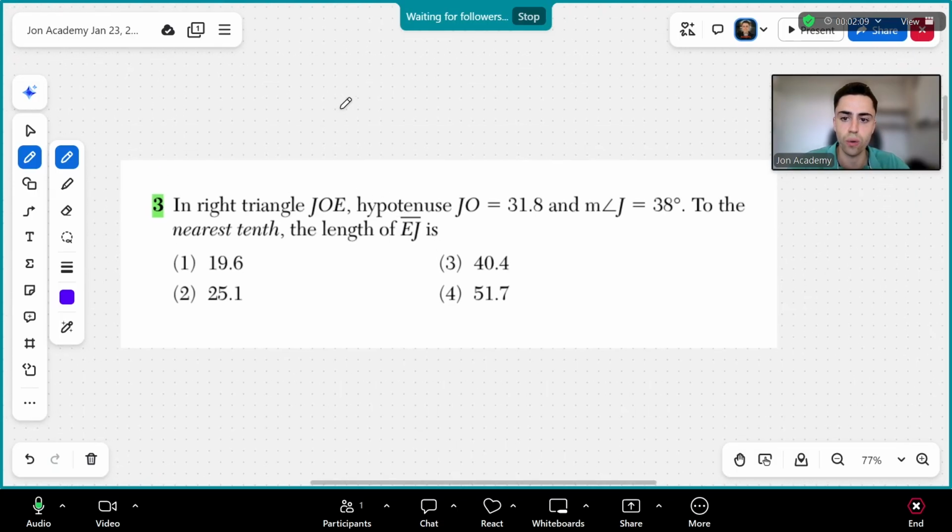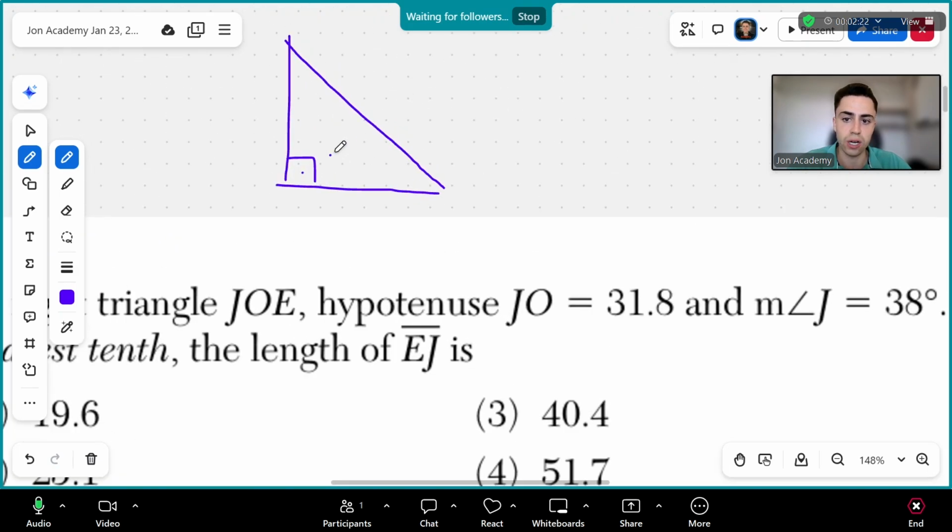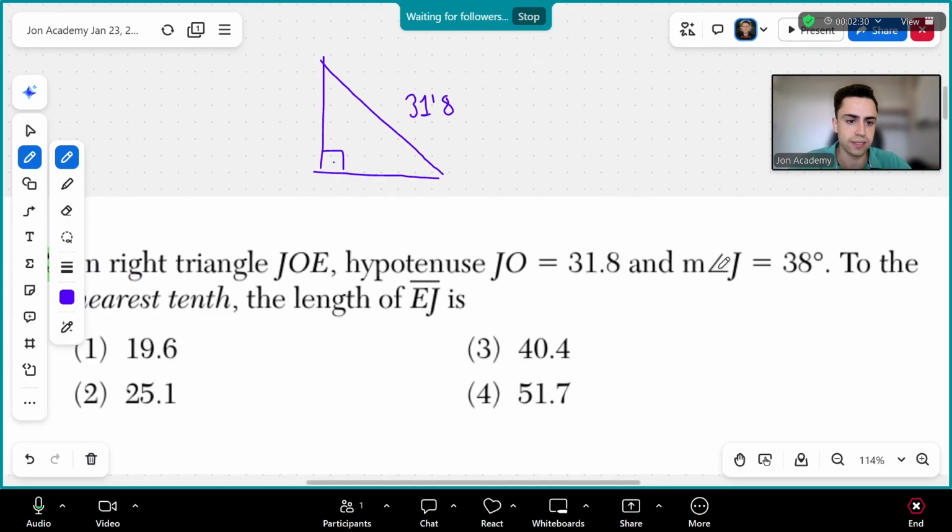So for this first one here, we can see that they are telling us that we have a right triangle, JOE. So we can draw one triangle here, but we have a right angle. And then they tell us JO is the hypotenuse. So this is going to be the longest side and also the one opposite from the right angle. So it's going to be here, 31.8. What else? Then the angle at J is 38 degrees.